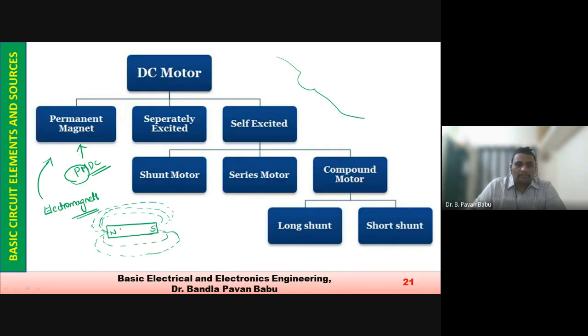So this is the magnetic field, and this is the direction of the magnetic lines of force. This magnetic field is fixed. Now coming to the electromagnet, we need to create a magnetic field. We need to create this magnetic field by using electricity.